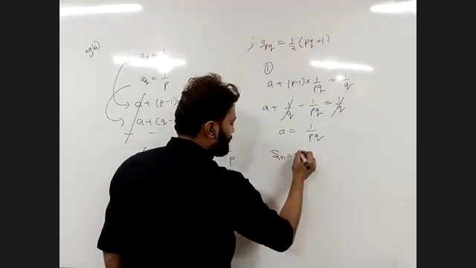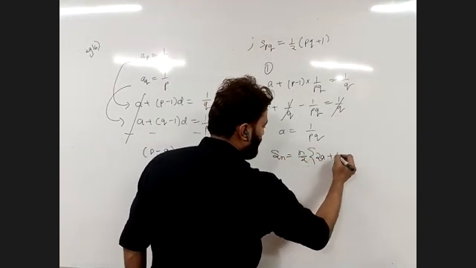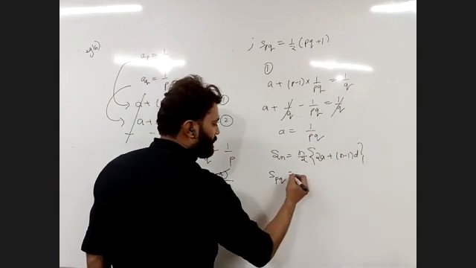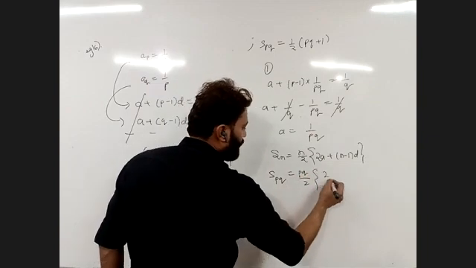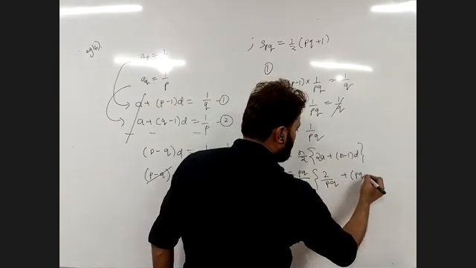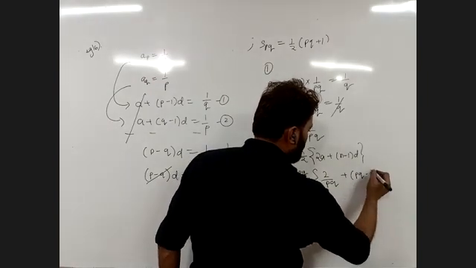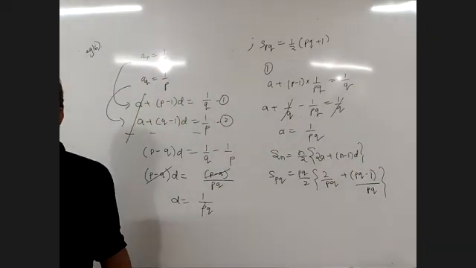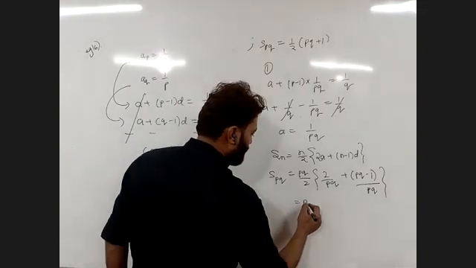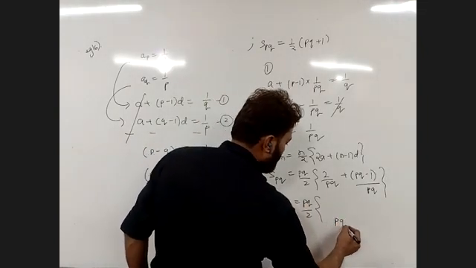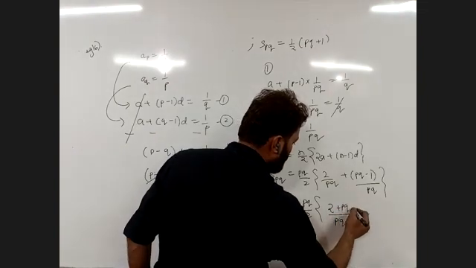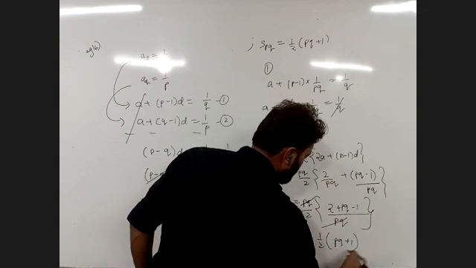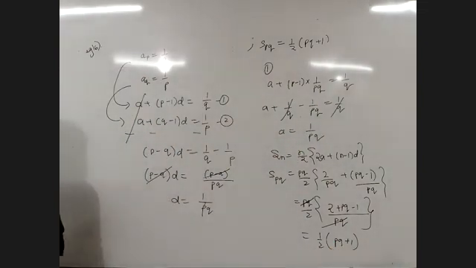The formula for Sn is n upon 2, 2A plus n minus 1 into D. Here we need to find out SPQ. So this will be PQ upon 2, 2 upon PQ plus PQ minus 1 upon PQ. So this is PQ upon 2, LCM is PQ, 2 plus PQ minus 1. PQ and PQ cancel. So 1 upon 2, PQ plus 1. Followed? Try doing it.